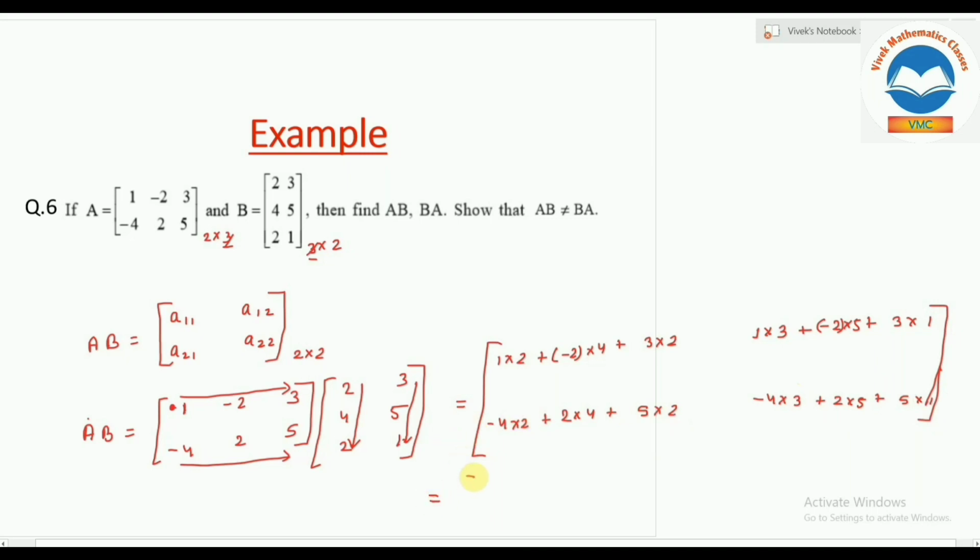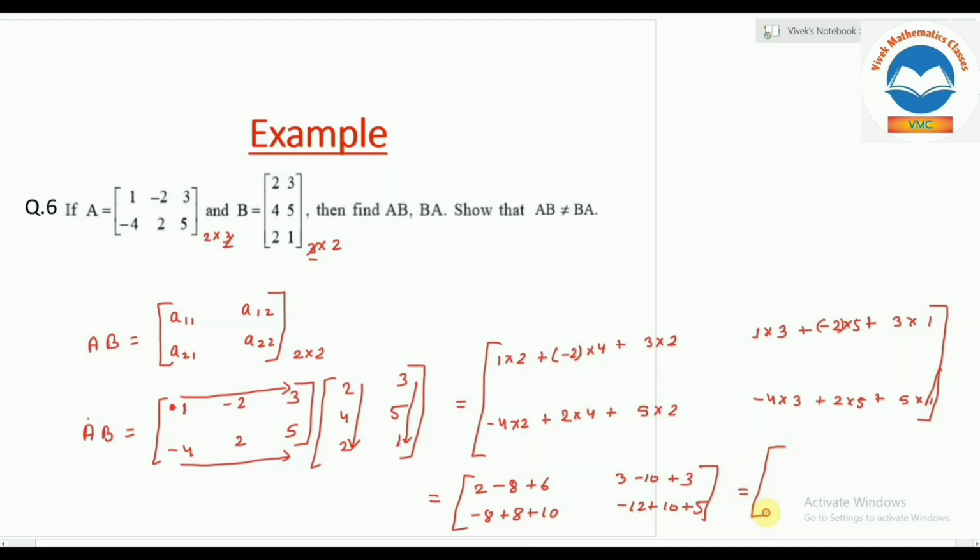So what we are getting here? If you simplify this, 1 into 2 will be 2 and minus 2 into 4 will be minus 8 and plus 6. Here what we will get? 3 minus 10 plus 3. Next you will get minus 8 plus 8 and plus 10. Next what we will get? Minus 12 plus 10 and plus 5. So this we are getting as the AB matrix.